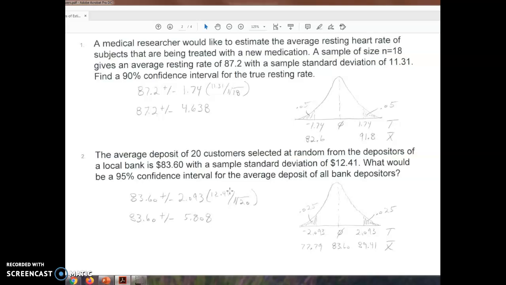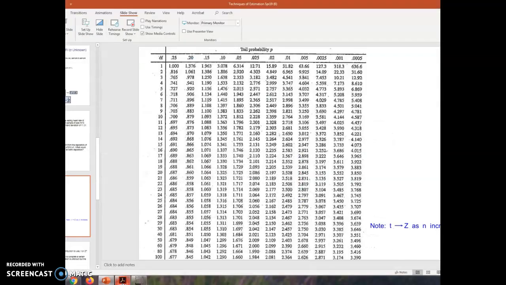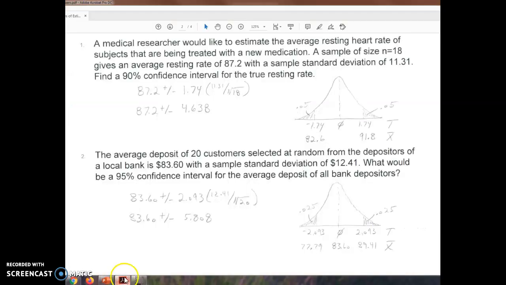In our t-table, we need two pieces of information. One, we need to know what's in the tails, which if we have a 95% confidence interval, we have 2.5% in the tails. And we need to know our degrees of freedom. Well, our sample is 20 customers, so 20 minus 1 is 19. So now let's go to our table. I'm going to go to degrees of freedom of 19 and across to 0.025. 2.093. Okay. Let's go back, see what we get.